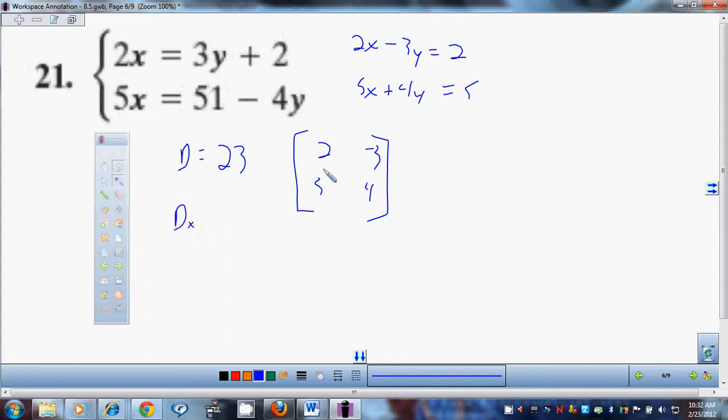Now we need Dx. I'm going to take out the x column and plug in 2 and 51. 8 minus 153, negative 145. Alright. Now for Dy, I replace the y column and put 2 and 51 in for my y values. So that's 102 minus 10. And if you get an ugly fraction, sorry, I apologize.